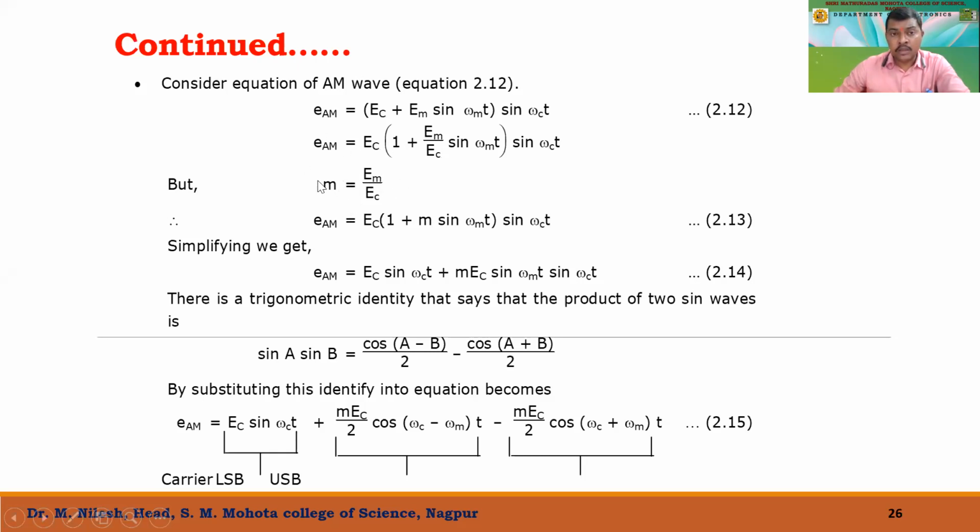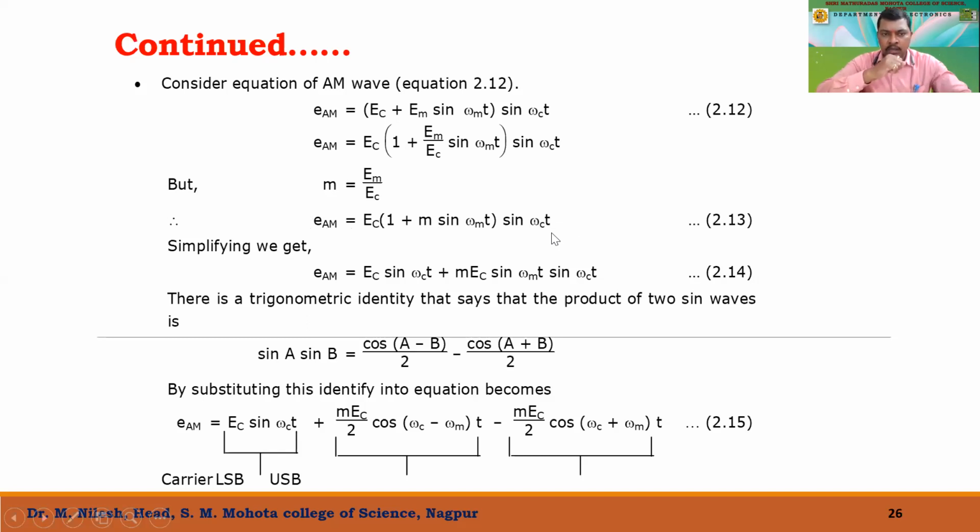So now substituting this m in this equation, we'll get another equation as EAM is equal to EC into 1 plus m sin omega mt into sin omega ct. If at any point you are not able to understand these equations, please let me know, right? So I guess you have understood how we have got this equation.